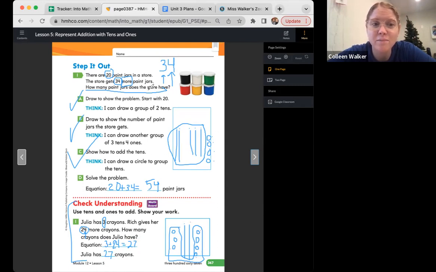All right. So if you still need this page, of course, you can still pause it if you need to catch up or if you need to check your work. But you guys did such a great job today. I am so proud of you.